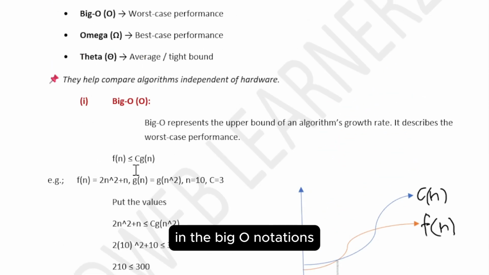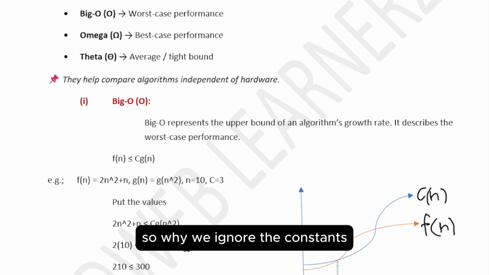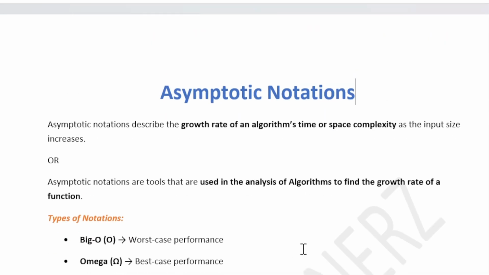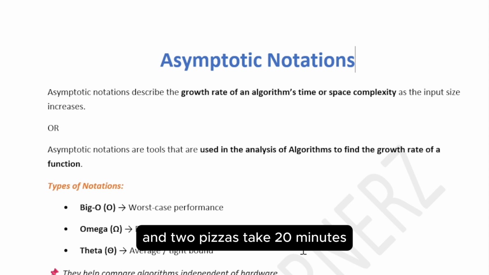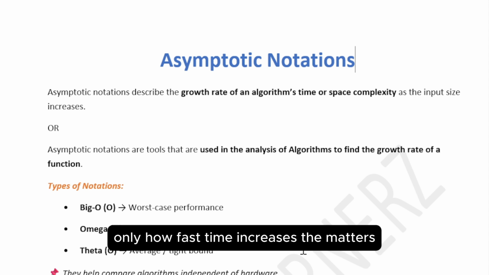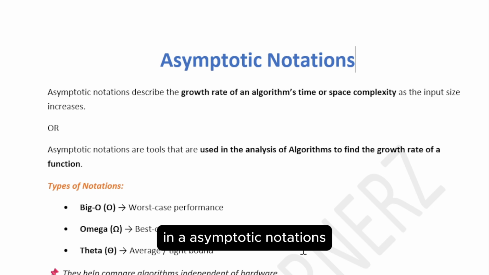In the big O notation, we ignore the constants and the smaller terms. So why do we ignore the constants in the asymptotic notations? For example, if one pizza takes 10 minutes and two pizzas take 20 minutes, but when you order 100 pizzas, the exact minutes don't matter. Only how fast time increases matters. That's why we ignore the constants in asymptotic notations.